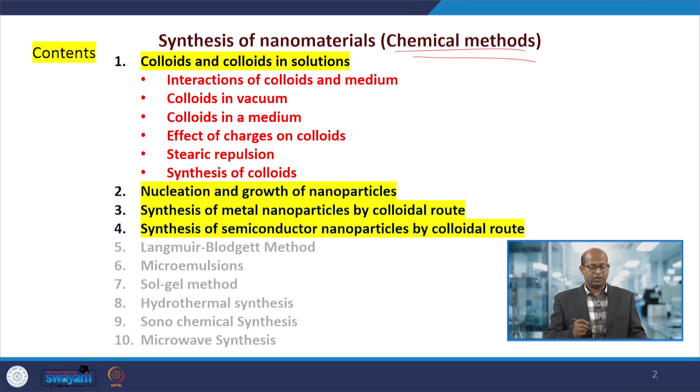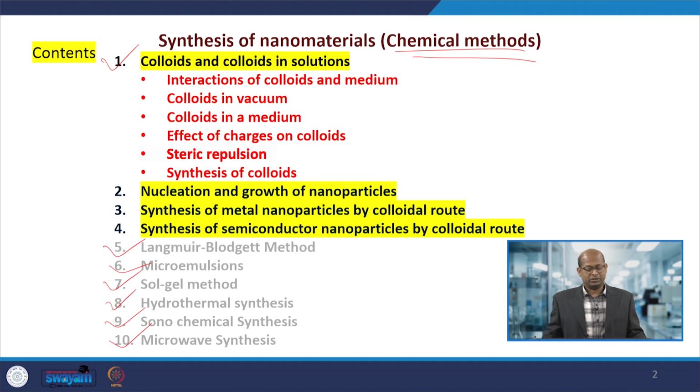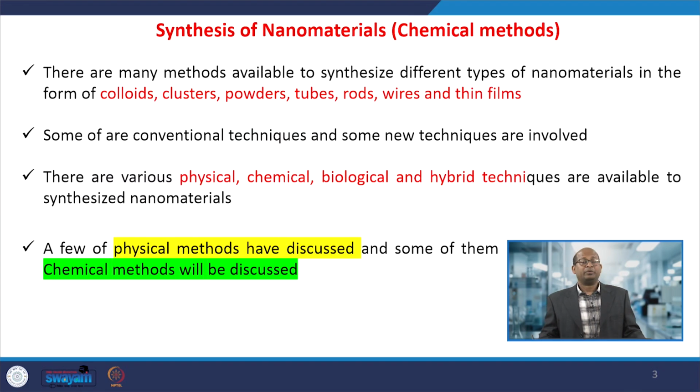Many chemical methods are available: colloids and colloid solution methods, Langmuir-Blodgett methods, microemulsion methods, sol-gel methods, hydrothermal methods, sonochemical methods, and microwave methods. Out of these, today we will discuss colloids and colloidal solutions, which is one of the chemical methods by which we can prepare different types of nanomaterials.